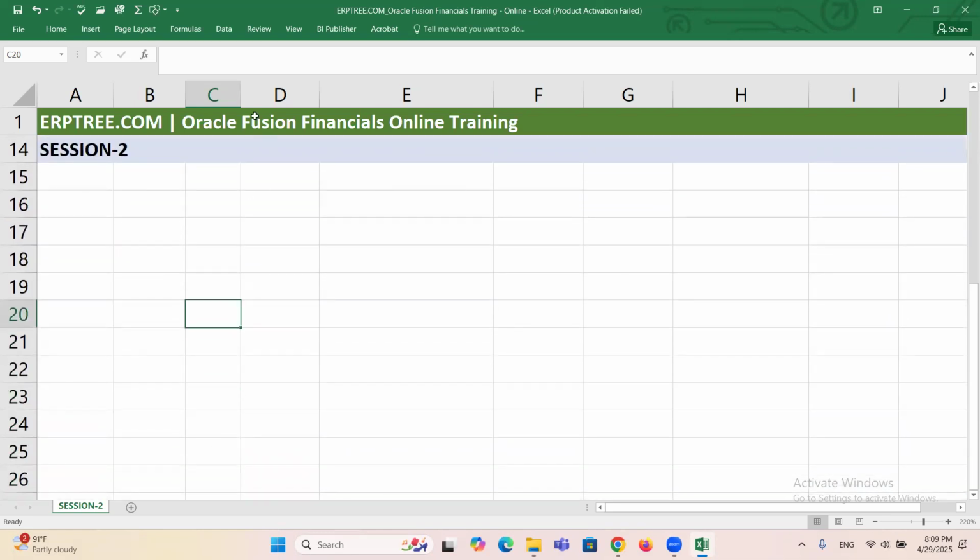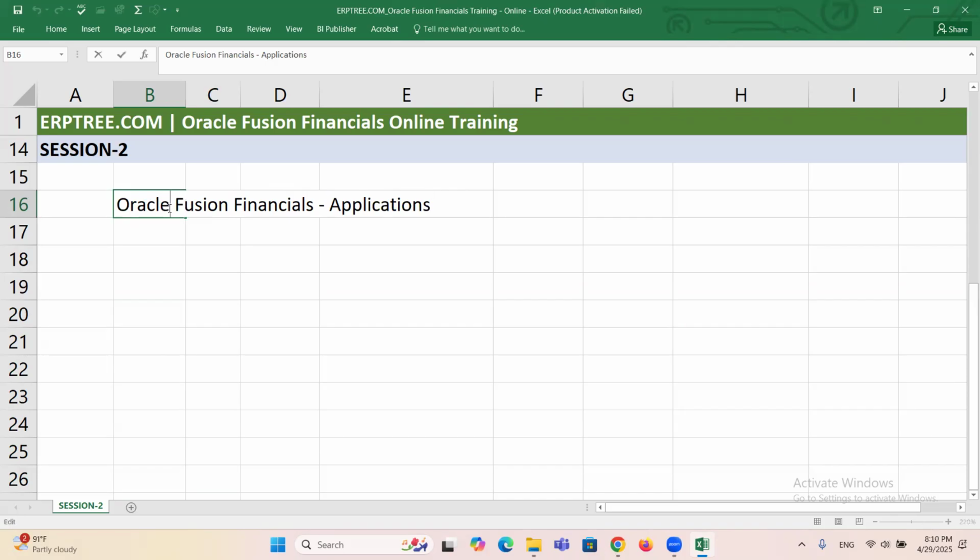So as we know, the program name is Oracle Fusion Financials. Within Oracle Fusion Financials, we are going to learn applications. You can call it Oracle Fusion Financials, or you can include the term Oracle Fusion Cloud Financials. We'll decode the title of Oracle Fusion Cloud Financials application after some time.